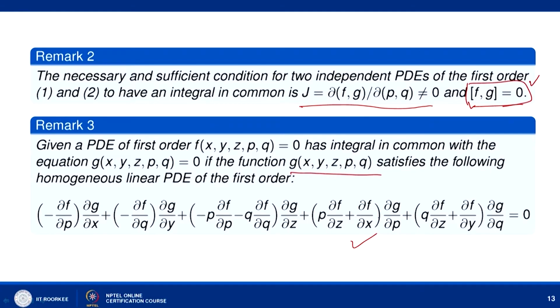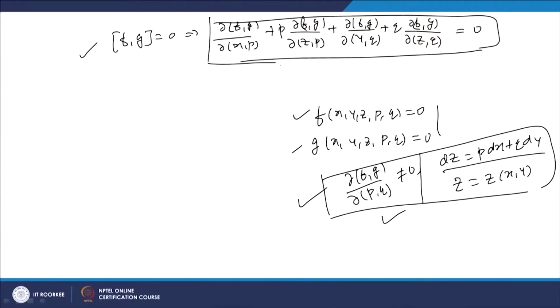In fact, this is nothing but, if f and g have one solution in common, it means the bracket [f, g] is equal to 0, and when you expand this, we can arrange it like this.